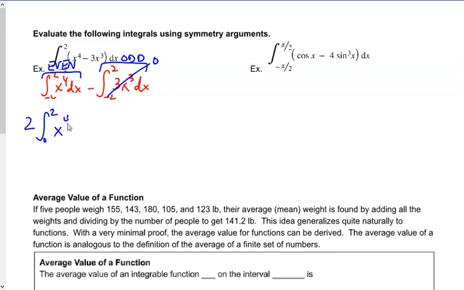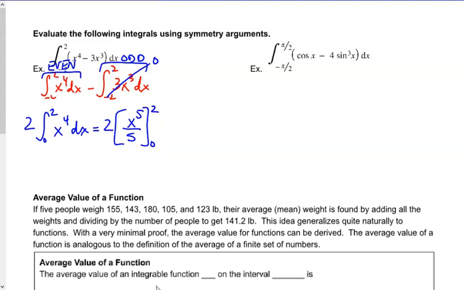So I need to integrate twice from 0 to 2 of x to the 4th dx, and that's going to give me my answer. Now, when I do that, that means I have to use my power rule. Don't drop your 2 out front. I'm going to add 1 to the power and divide by that new power, and evaluate from 0 to 2.